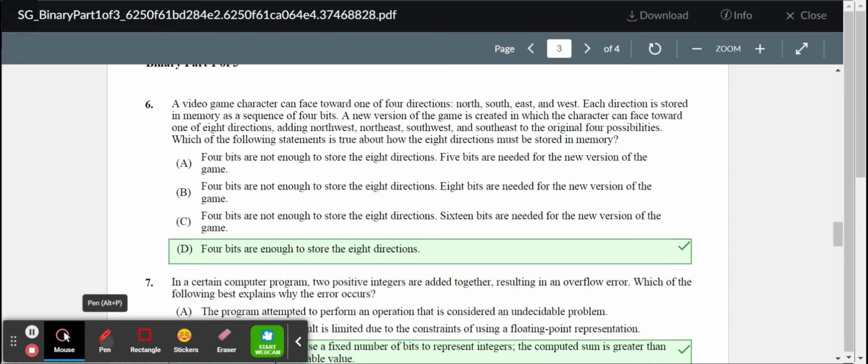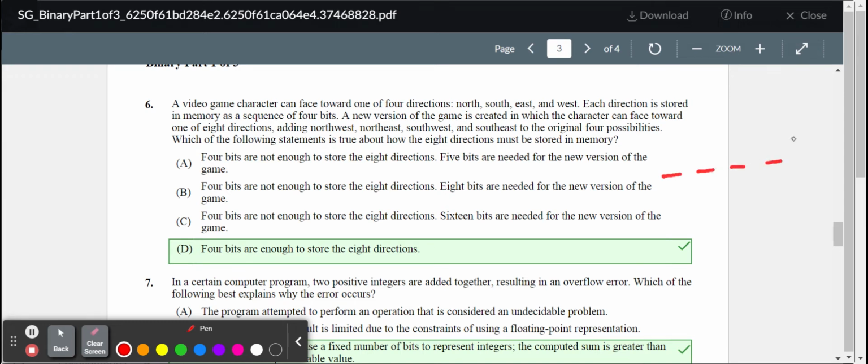Well, 4 bits is enough, because with 4 bits, 1, 2, 3, 4, we can represent 1, 2, 4, and 8. So we can represent a total of 15 different things. And there's only 8 directions, so that's plenty. I don't need a bit for each direction. A lot of people will say 8 bits, but that 8 bits can hold 255 things, so that's not right.